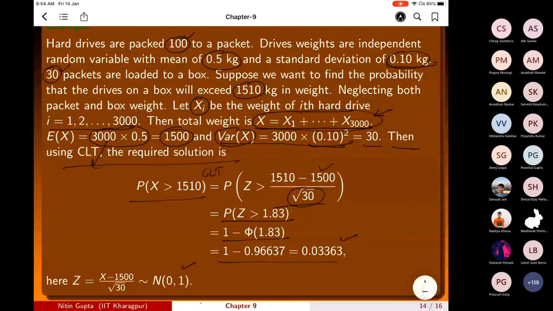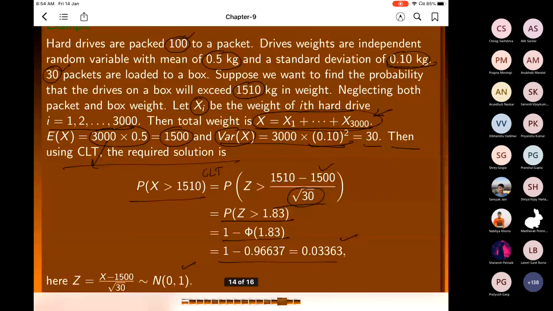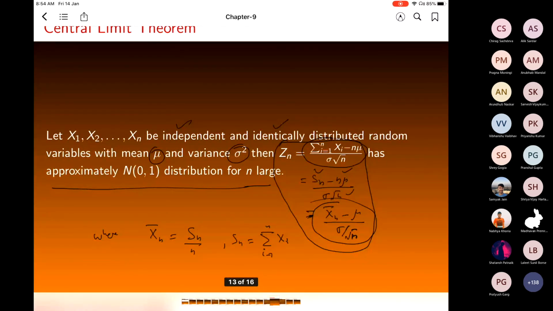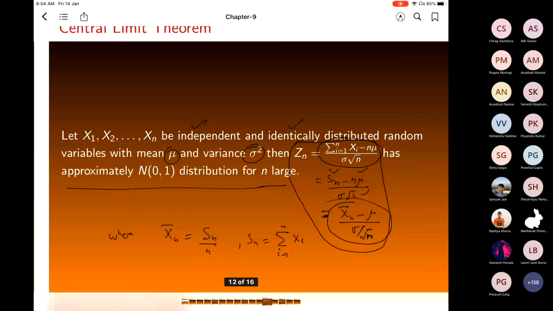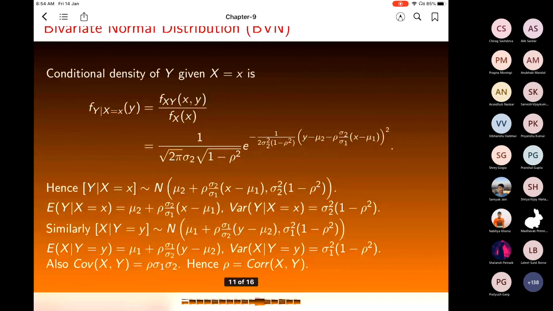Okay, so the proof I can give next time because time is less. De Moivre-Laplace central limit theorem and bivariate normal distribution I can start next time.